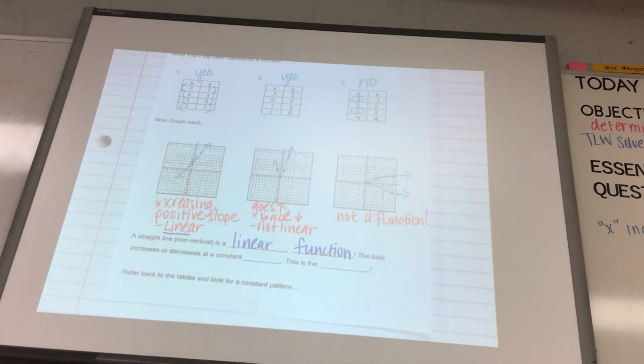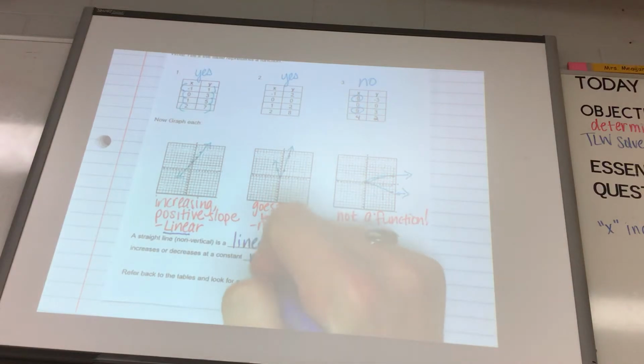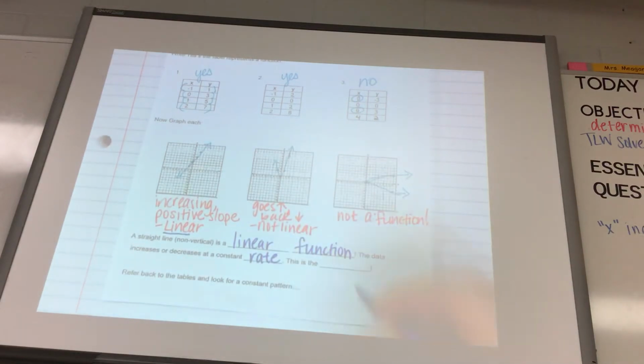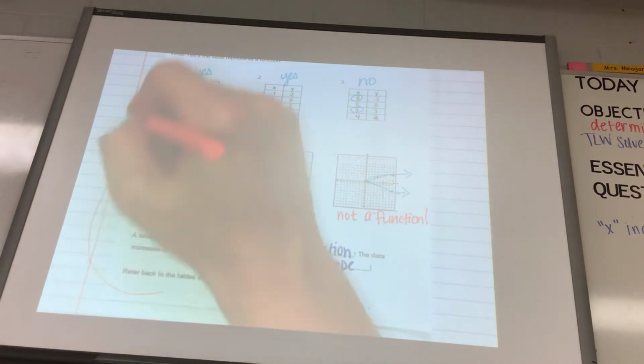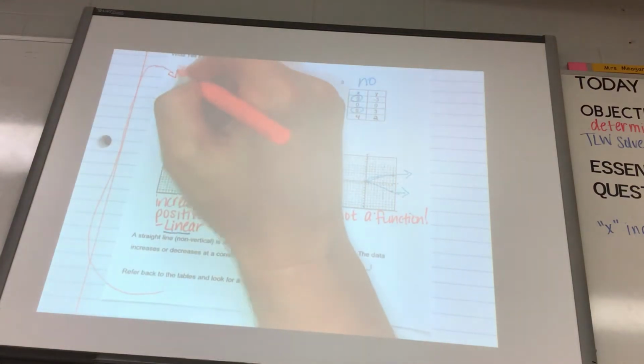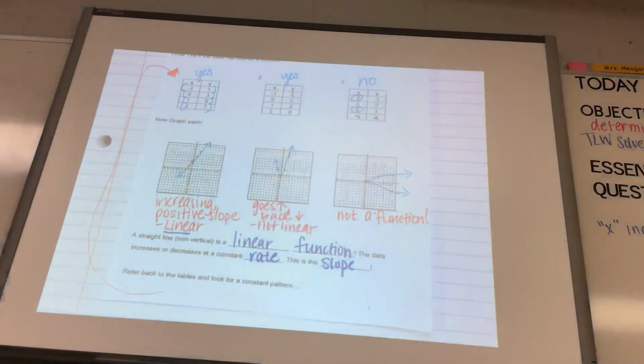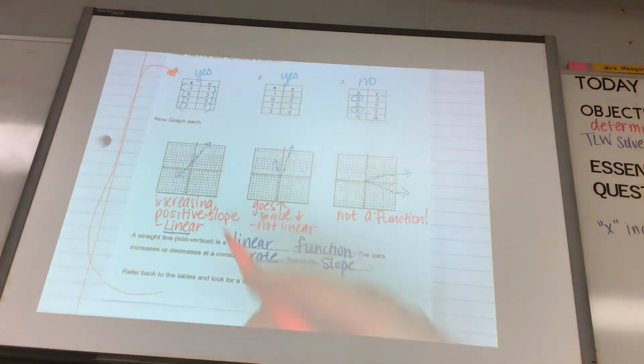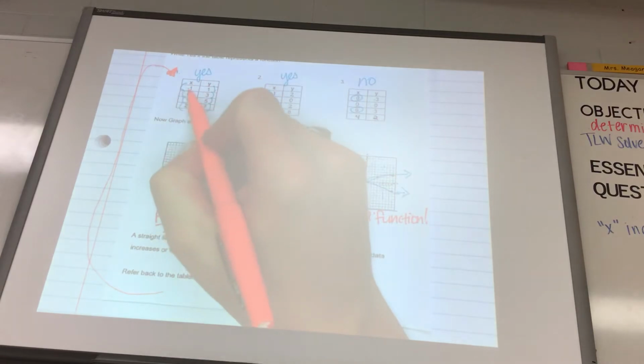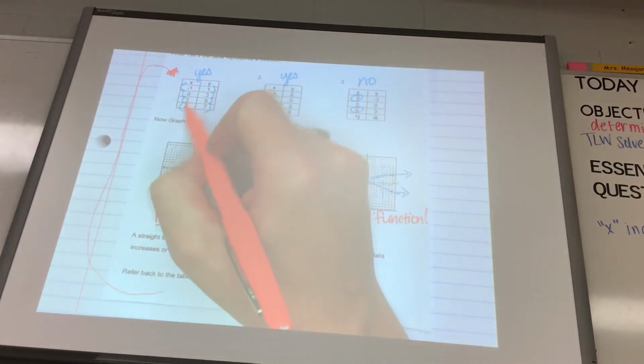This is the slope. All right, so we're kind of getting back into what you guys learned last year a little bit in pre-algebra. So it wants us to refer back to the tables, and we want to look for a constant pattern. When we're talking about constant rate, there's always a pattern. So let's go all the way back up to our tables and see if we see a pattern. Well, over here, we see a pattern: -1, 0, 1, 2. It's all plus 1. It's increasing by 1 each time on the x side.